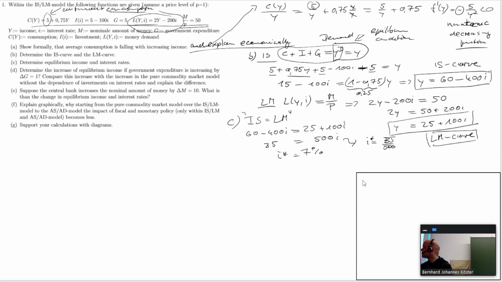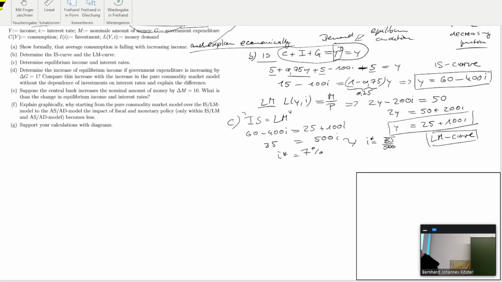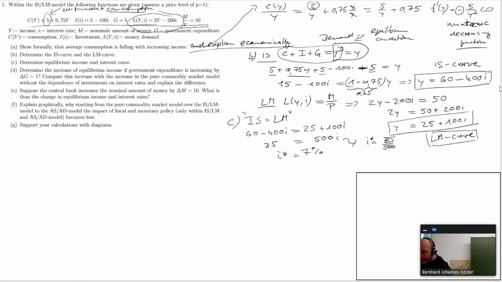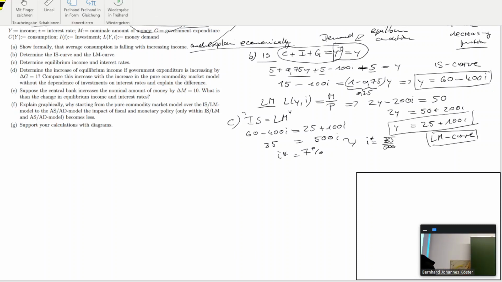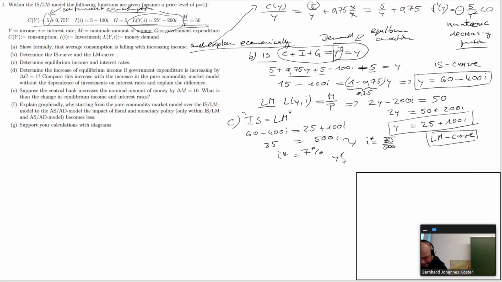But this still means that you have to know what to do, and this is maybe also a good point to show you what you will do in the future. We have now done all these calculations by hand. Let's calculate also the equilibrium income. How can I do this?